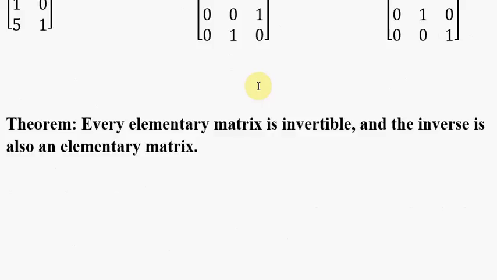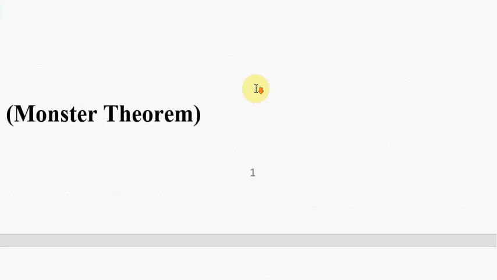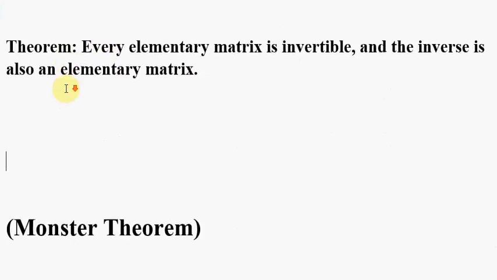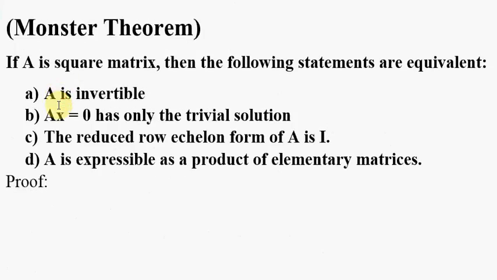Now here's the big theorem. I call this the monster theorem. If A is a square matrix, then the following statements are all equivalent. As we go through this course, we're going to add to these statements. So here, if I know one is true, then all the rest of them are true.